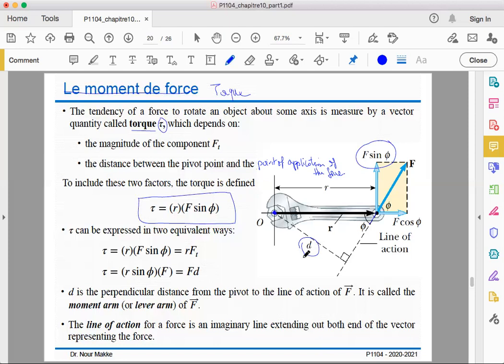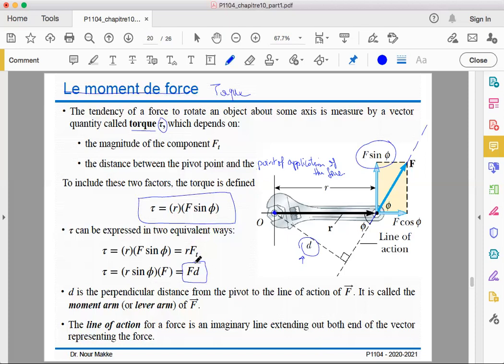So this distance is called lever arm or moment arm. It is the perpendicular distance from the pivot to the line of action of the force F, and the line of action of the force F is an imaginary line that is extending out both ends of the vector representing the force. يعني هو line بنمده من خلال الفيكتور F وبنمده من الاتجاهين، يعني من فوق ومن تحت. Okay, so this is what we use to define the torque. Usually the second one is more used.